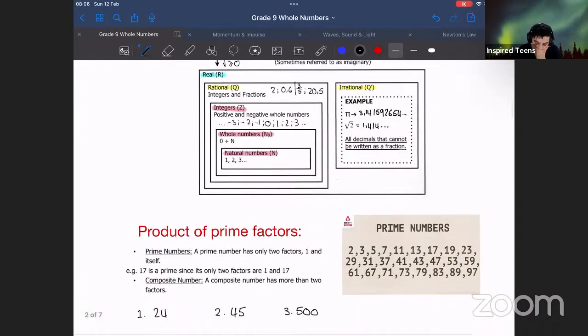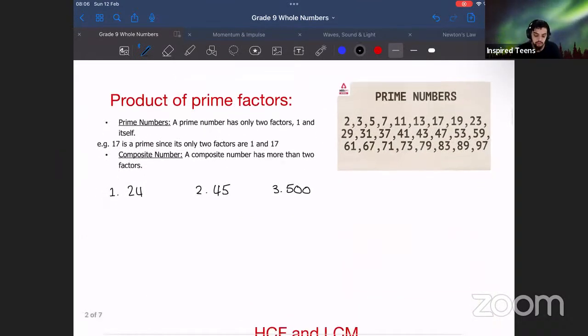Okay, let's move on. So we're going to move on to prime factors, and writing numbers as the product of their prime factors. So firstly, we're going to revise the definition of prime numbers, which I expect you learned in grade 8. So we're just going to revise the definition.